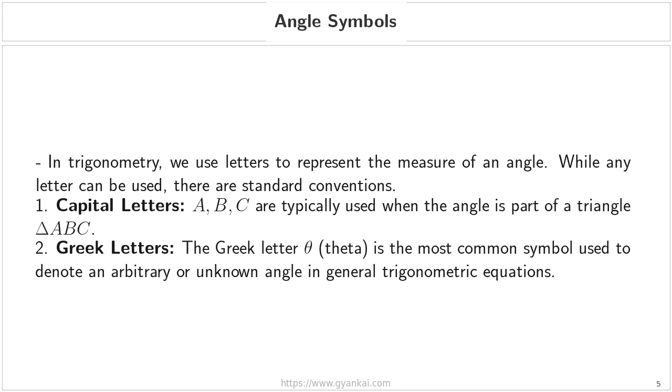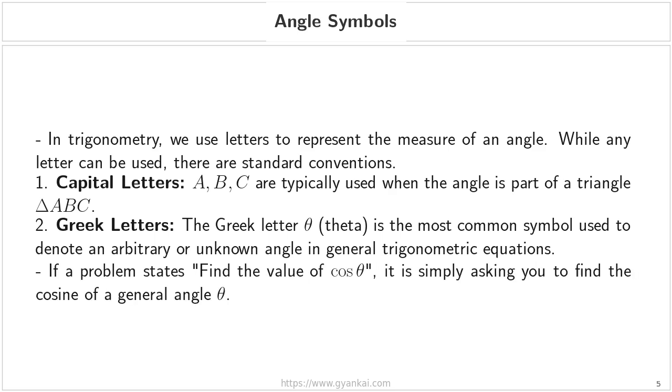On the other hand, we also frequently use Greek letters. The most common one you will encounter is the Greek letter theta. We use theta to denote an arbitrary or unknown angle in general trigonometric equations. Unlike the capital letters we just discussed, theta doesn't necessarily belong to a specific triangle you're looking at. It's just a placeholder for an angle that might be unknown.